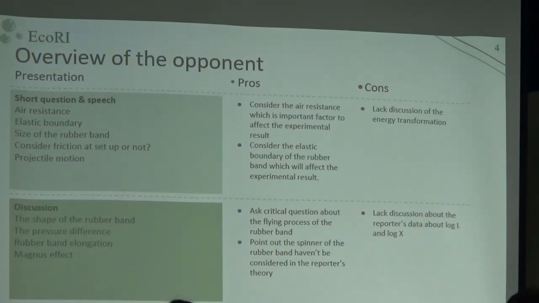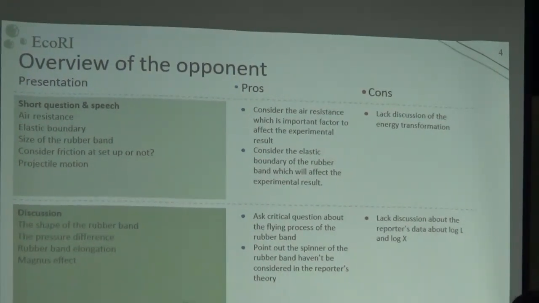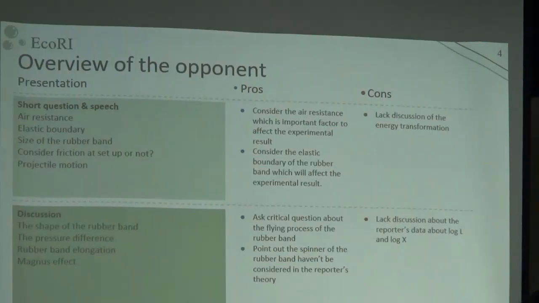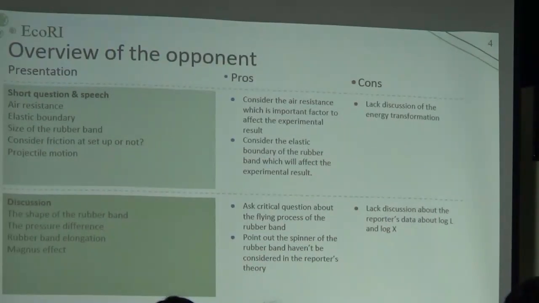And for the discussion, they discuss the shape of the rubber band, the pressure difference, the rubber band elongation, and the Magnus effect. For their pros, they ask critical questions about the flying process of the rubber band and point out that the spin of the rubber band hasn't been considered in the reporter's theory. For their cons, they lack discussion about the reporter's data on log L and log X.